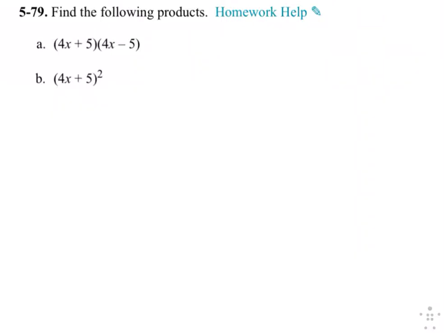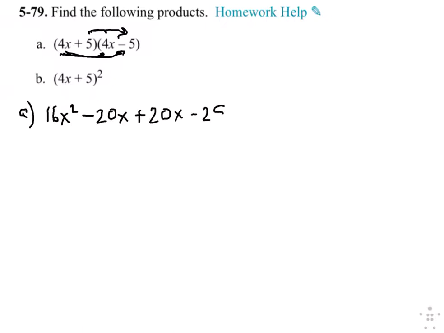Okay, 79 wants us to multiply. So FOIL, right? So I have 4x times 4x is 16x squared. 4x times negative 5 is negative 20x. Then we do the 5. 5 times 4x is 20x. And 5 times negative 5 is negative 25.